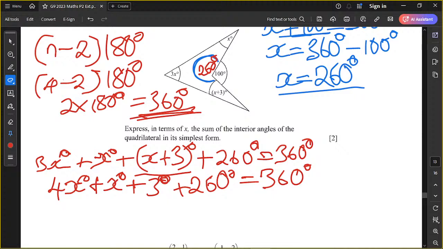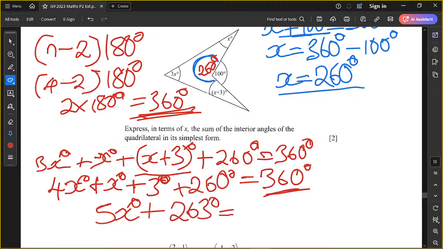360 degrees is because I was using that formula in my head. Okay, so I was just explaining where this 360 came from. Now we can go ahead and evaluate. So we say 4x degrees plus x degrees gives us 5x degrees, plus 3 degrees plus 260 degrees gives us 263 degrees, which is equal to 360 degrees.